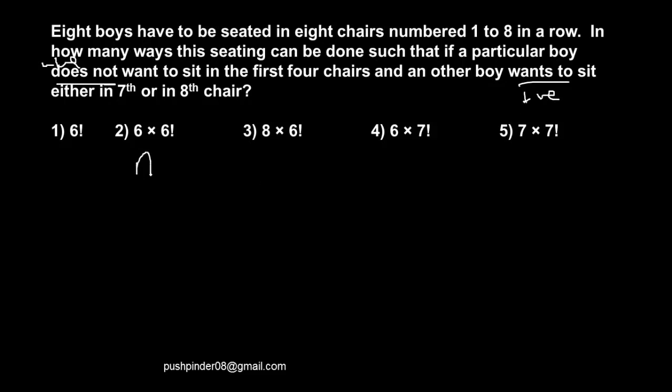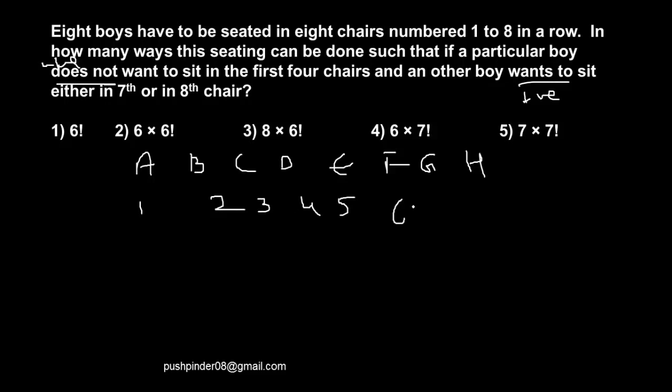So let's say there are 8 boys. Let me name them like this: A, B, C, D, E, F, G, H, right? So 1, 2, 3, 4, 5, 6, 7, 8. 8 boys, and let's say these are the 8 chairs. So 8 boys and 8 chairs. Now let's satisfy the condition for the positive case. Now one boy, let's call that guy A.